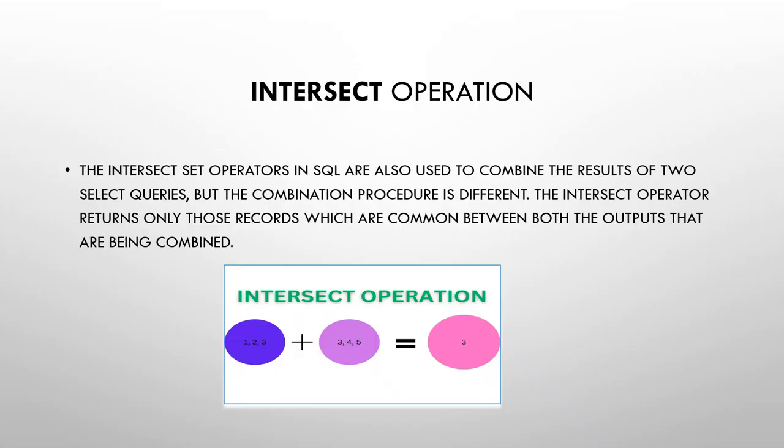Let's see about intersect operation. The intersect operations in SQL are also used to combine the result of two select queries, but the combination procedure is different. The intersect operator returns only those records which are common between both the outputs that are being combined. Look at the pictorial representation. In the first table we have 1, 2, 3 and in the second table we have 3, 4 and 5. Here the output shows only the data which is common in both the tables. So the output is 3.